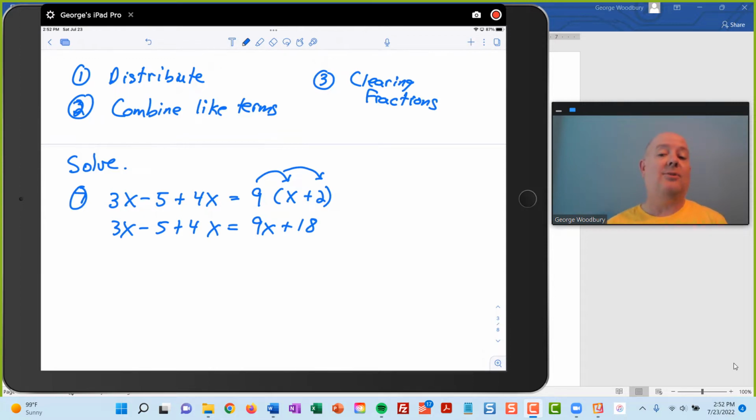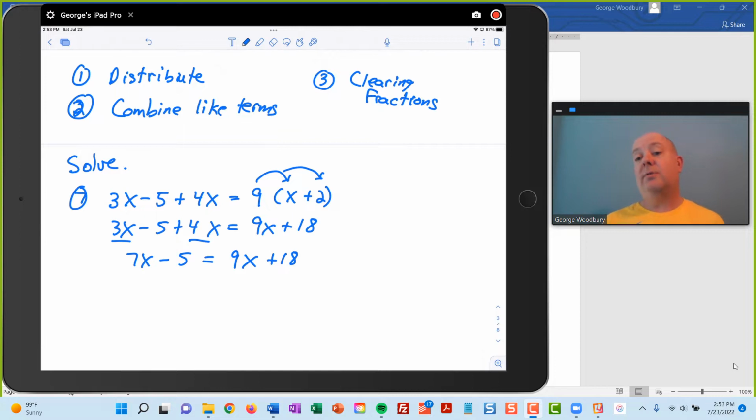Now on the right-hand side, there's nothing else to do. 9x is a variable term, 18 is a constant term, and they cannot be combined. But on the left-hand side, I've got a 3x and a 4x, two variable terms that can be combined. 3x plus 4x is 7x. Now notice I didn't write minus 3x under both of those because they're on the same side. I can just combine them the way they are. Once those are combined, I have 7x minus 5 equals 9x plus 18.